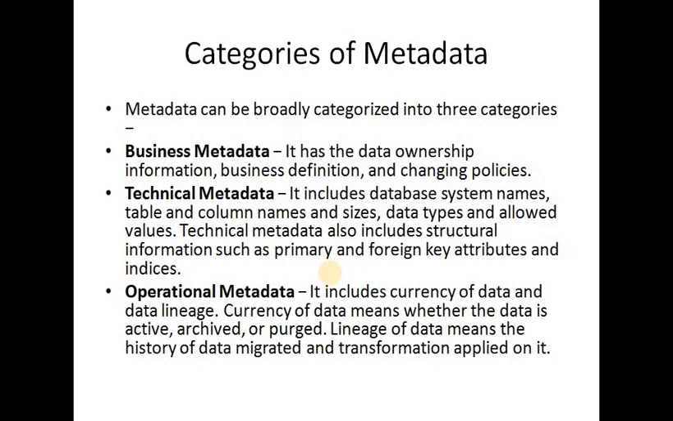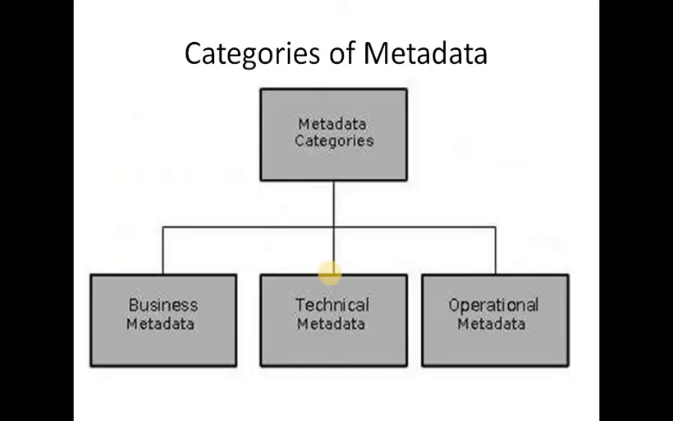So these are the three categories that come under metadata. Metadata is sometimes categorized into these three: business metadata, technical metadata and operational metadata. Operational metadata includes the currency of the data and data lineage. The currency of the data means whether the data is active or not. So this is the pictorial presentation of metadata.